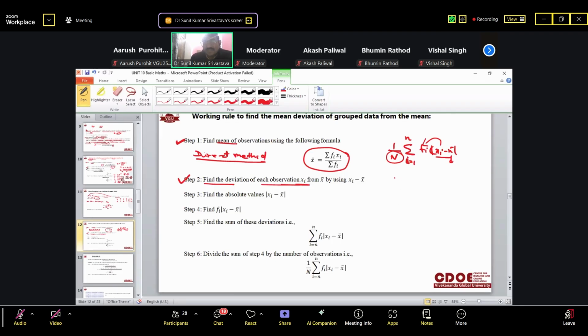Suppose we take the example values 3, 4, 6, and 9. These are the values of xi, and the frequencies fi are 4, 6, 7, and 8. So first, we have to find the mean value.